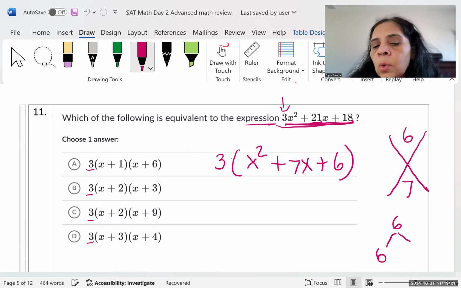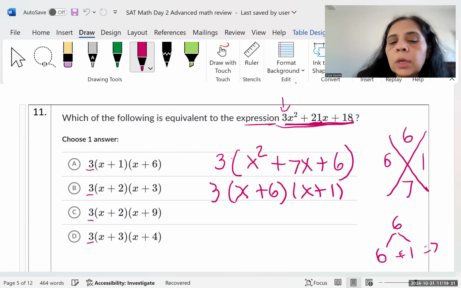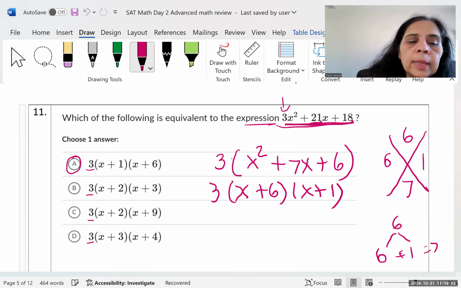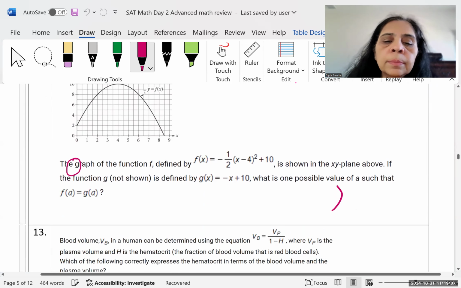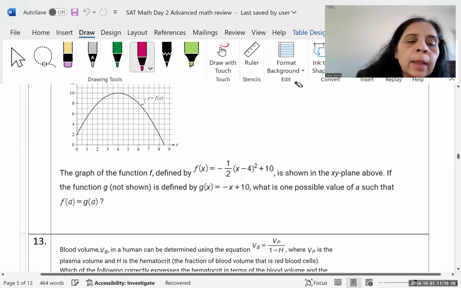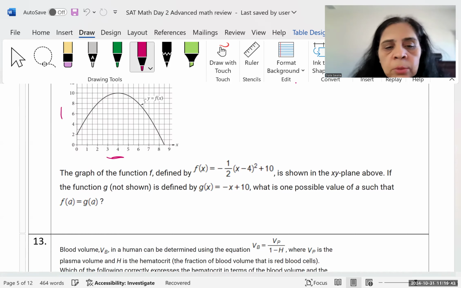6 times 1 is 6 and 6 plus 1 is 7. So that will work. So x plus 6 and x plus 1. So we can see here that's a choice. Number 12, we have a given graph. We don't have any label, so that's all right. We don't need to worry about that part.